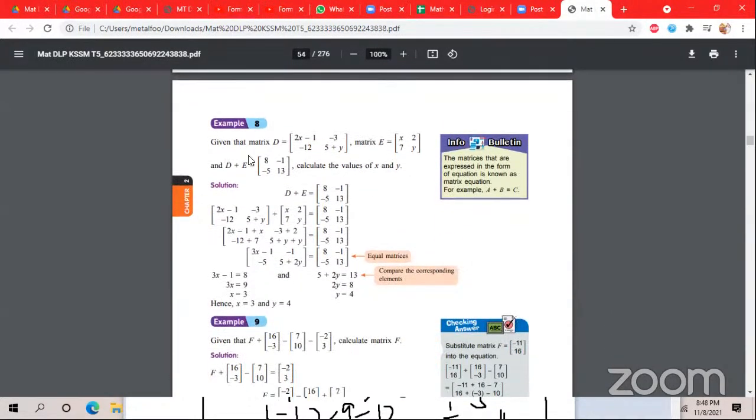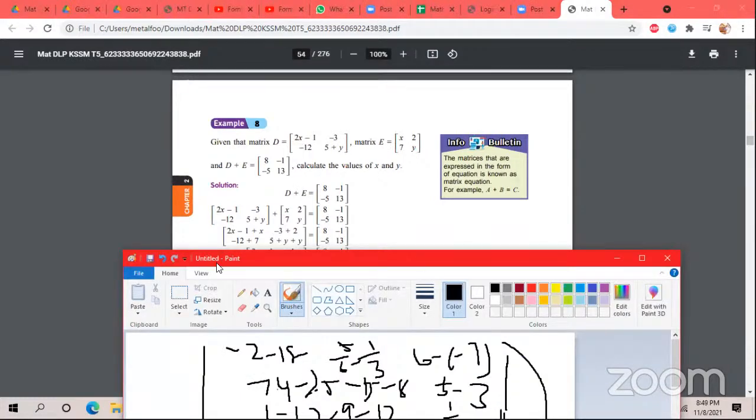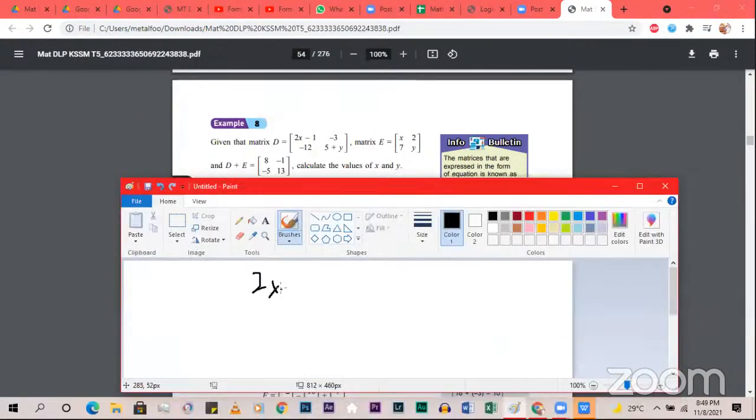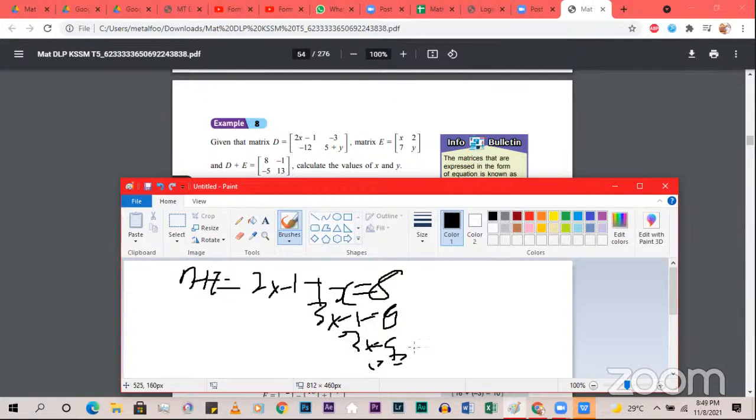Another type of question: given that matrix D equals 2x minus 1, -3, -12, 5 plus y, matrix E equals x, 2, 7, 1, and D plus E equals 8, -1, -5, 13. Calculate the value of x and y. So how to do that? 2x minus 1 plus x, D plus E equals 8. So 3x minus 1 equals 8, so 3x equals 9, x equals 3.